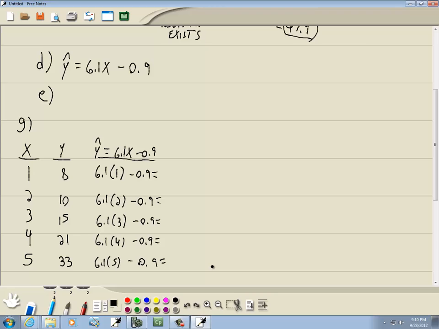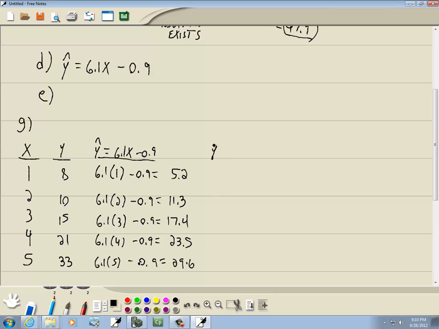6.1 times 1 minus 0.9, 5.2. And 6.1 times 2, 11.3. And times 3, 17.4. And times 4, 23.5. Minus 5, we get 29.6.